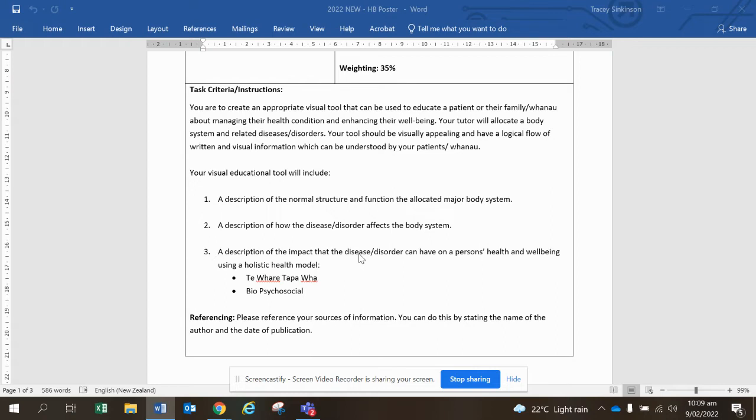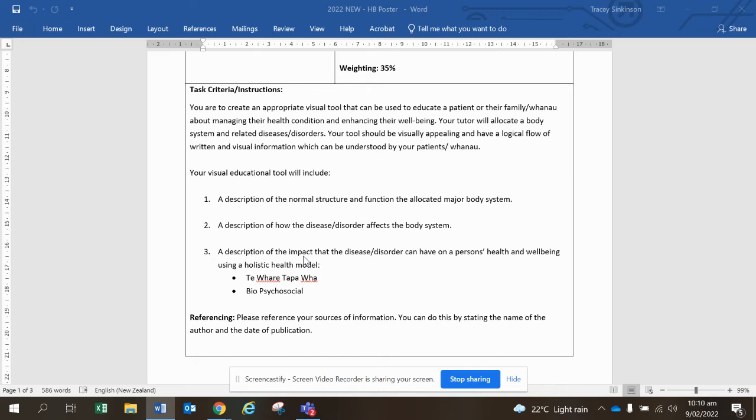Now, the third part of your poster, so you can use the back of it as well, is about if someone has the disease or disorder that you've been given, how is it affecting them holistically? We teach this throughout the program, but you still will have to do a bit more reading yourself. There are a few health models out there. We want to keep it quite simple, to either Te Whare Tapa Whā or the biopsychosocial model. So this person that has now contracted this UTI, how are they going to be feeling physically, mentally, spiritually, and holistically, which we'll go through in class as well.